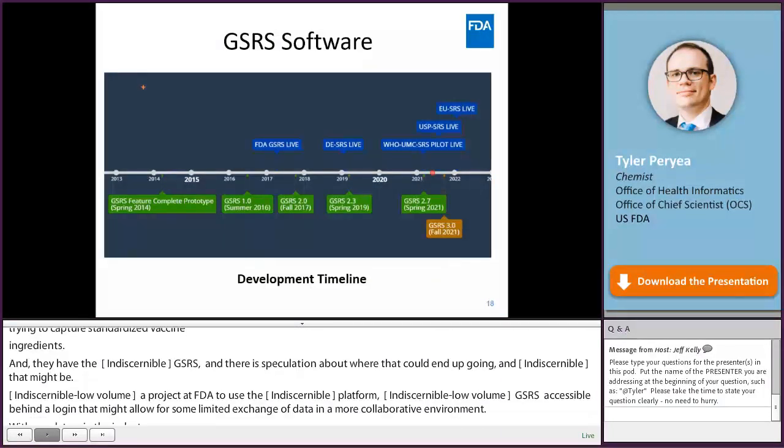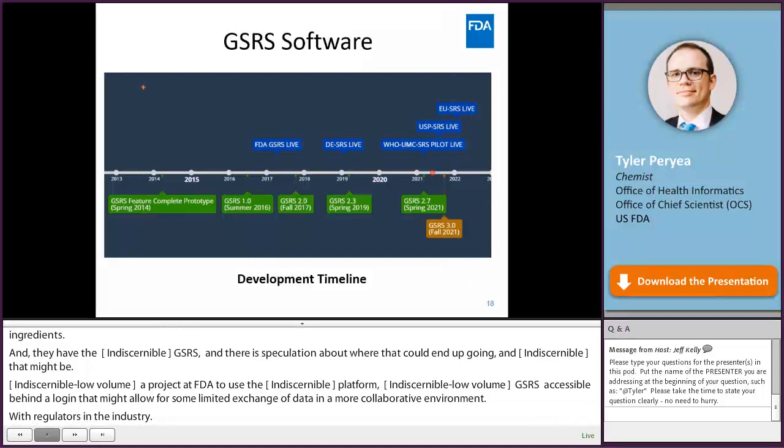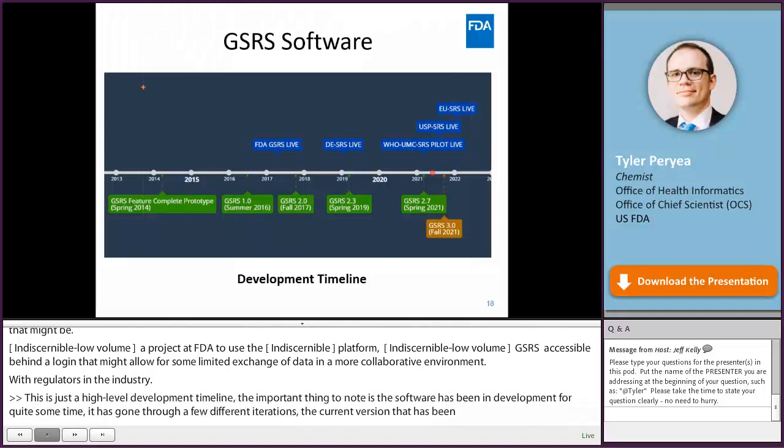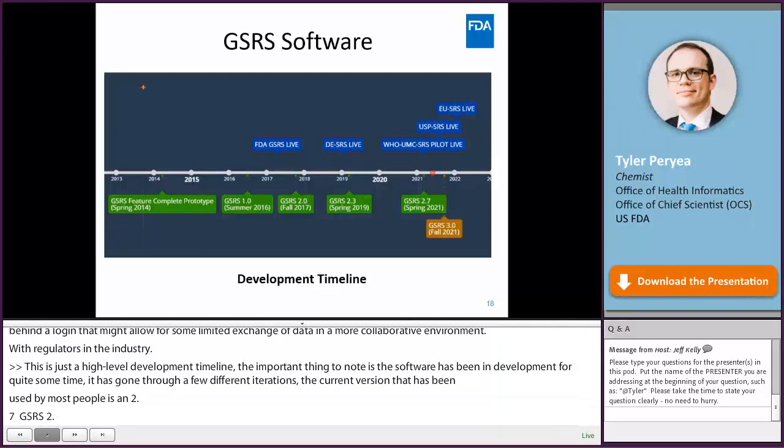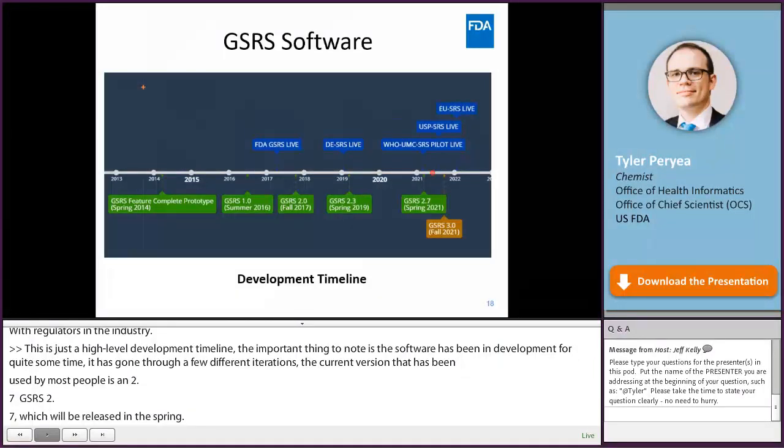This is just a high-level development timeline overview. The important thing to note here is that the software has been in development for quite some time, and it's gone through a few different iterations. The current version that most people use is an offshoot of GSRS 2.7, which was released this spring. But there have been many other previous versions in the past.